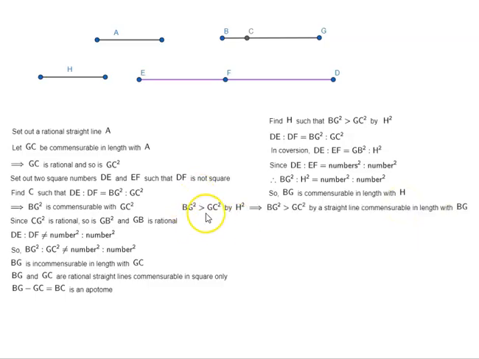So we have BG square greater than GC square by H square, which implies BG square is greater than GC square by the square on a straight line commensurable in length with BG, and GC, the annex, is commensurable with the rational straight line set out. That is the definition of a second apotome. So we can say BC is a second apotome.